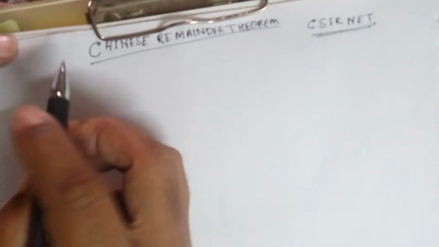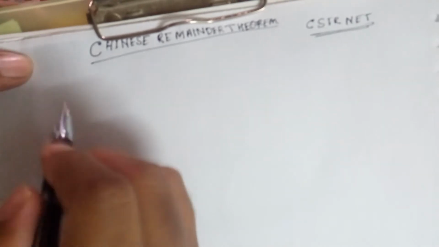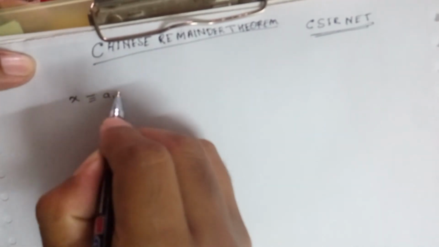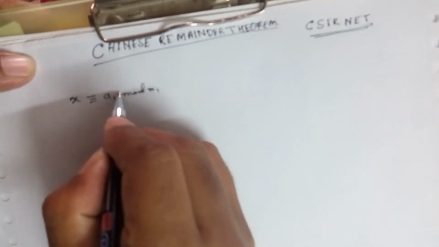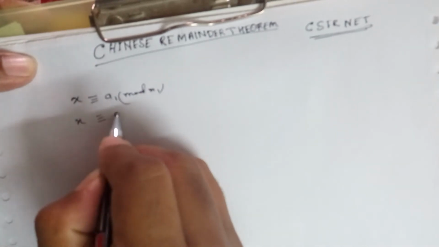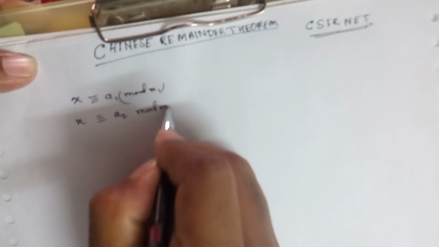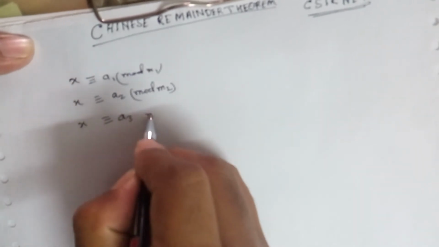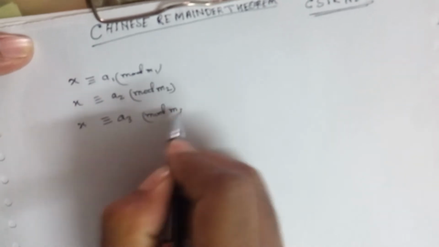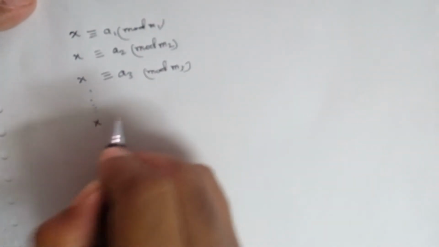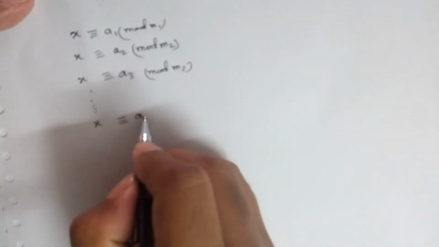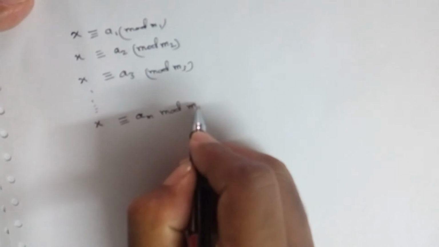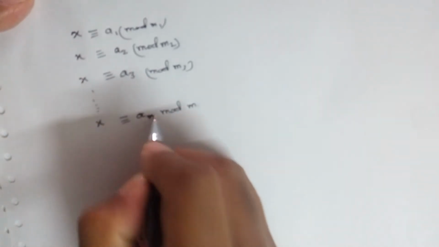So suppose we consider some congruences. Let x ≡ a1 modulo m1, x ≡ a2 modulo m2, x ≡ a3 modulo m3, and so on, x ≡ an modulo mn.